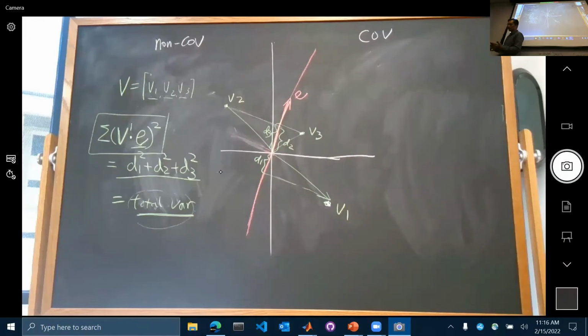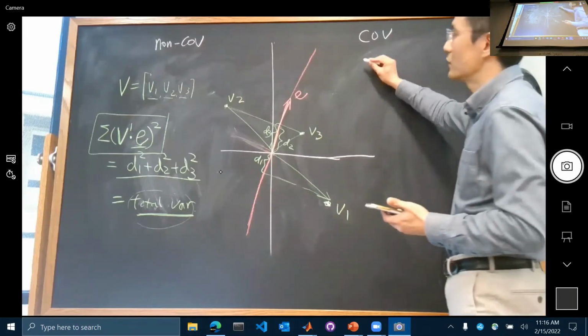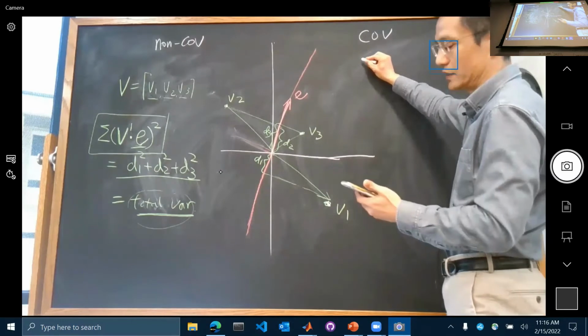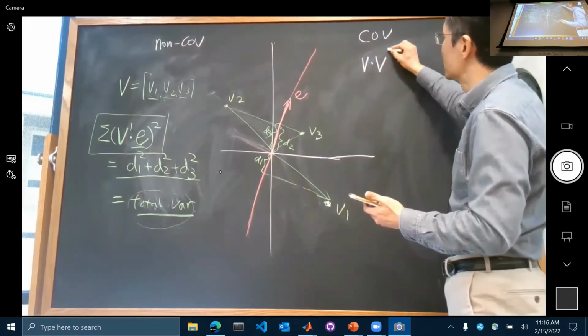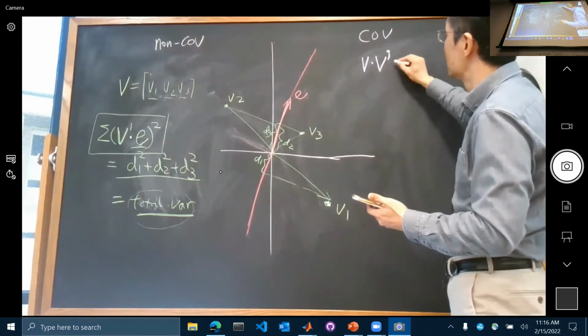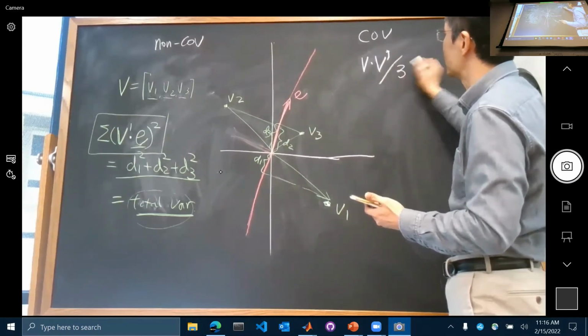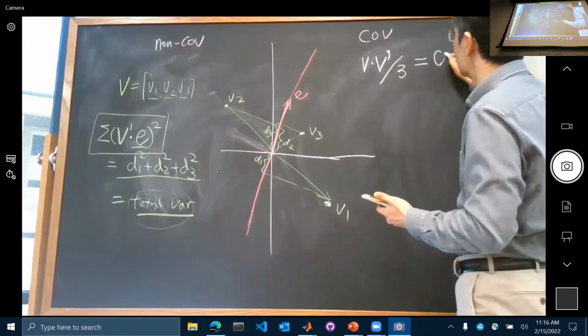Okay, so on the right side, we will compute the covariance matrix. The covariance matrix will be V times V transpose, divided by 3. So that's our covariance matrix.